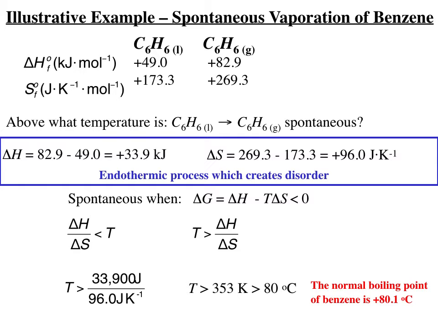And it turns out that the normal boiling point of benzene, the temperature at which liquid benzene spontaneously becomes vapor benzene, is 80.1 degrees C. So we see this is a very good indicator of such things.